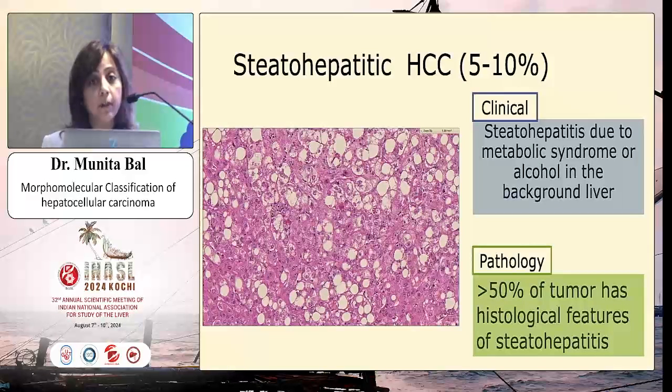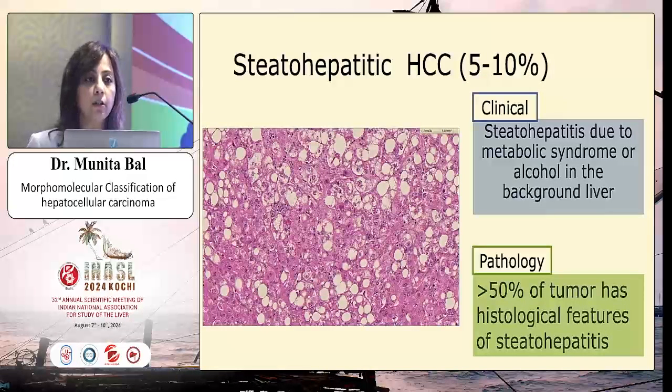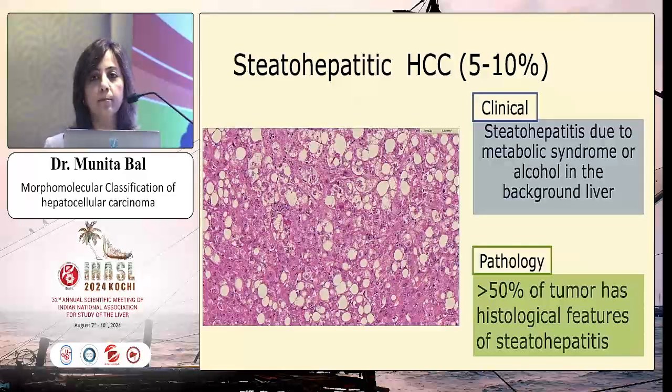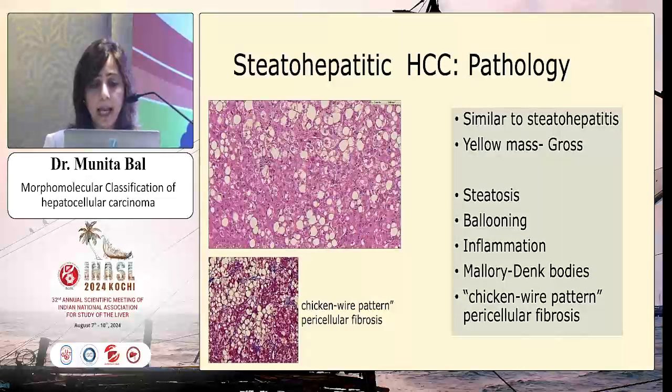And this can be a difficult diagnosis on biopsy, distinguishing it from regular non-neoplastic steatohepatitis, because this is an HCC which shows histologic features similar to steatohepatitis. On a resected specimen, it is easier to make this diagnosis, and when more than 50% of the tumor is showing features of steatohepatitis, then we call it a steatohepatic type. It can show the same features: steatosis, ballooning, inflammation, and a chicken wire pattern of pericellular fibrosis.